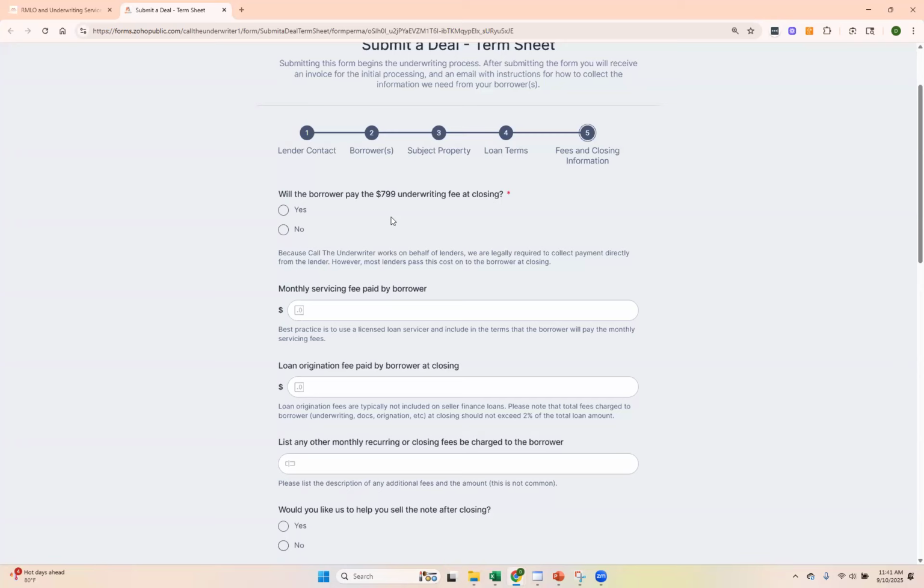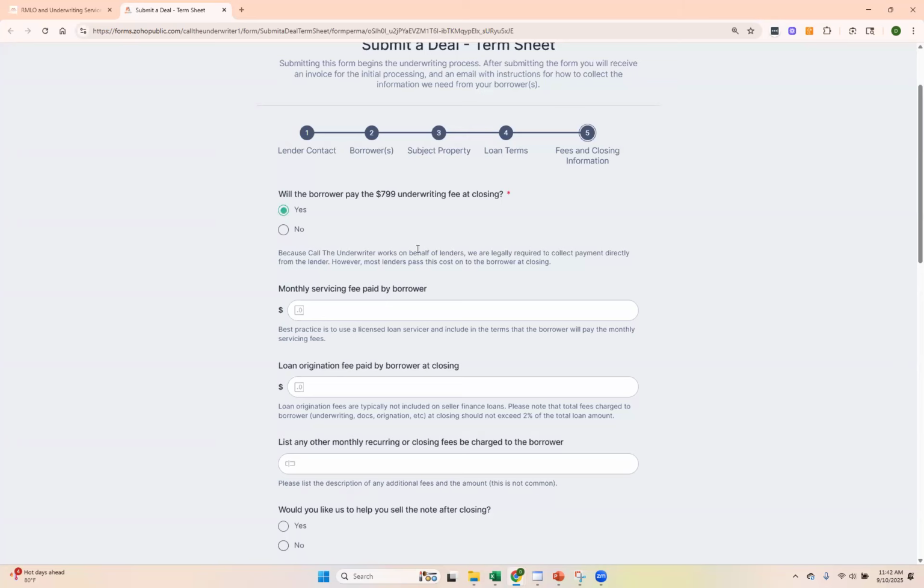As you know, we will invoice you as the lender directly. By law, we're required to do that because we work on behalf of lenders. We don't work on behalf of borrowers. But if you include that, it's completely reasonable and customary for the borrower to pay that fee at closing. So basically, you end up floating the fee for some period of time.